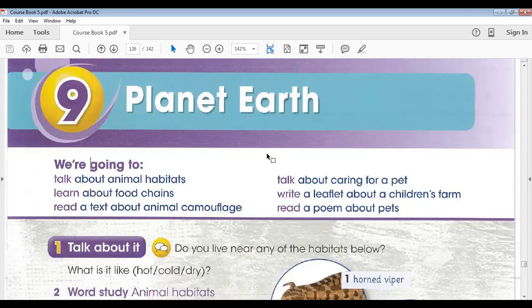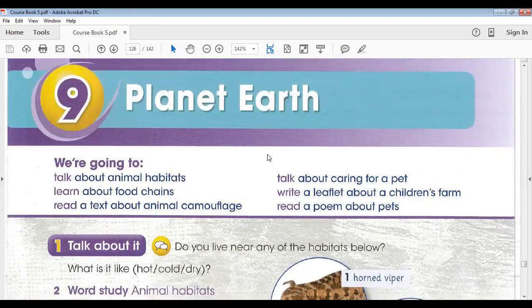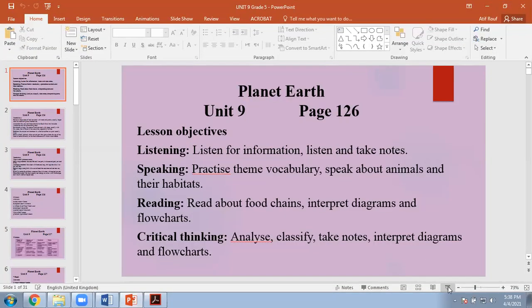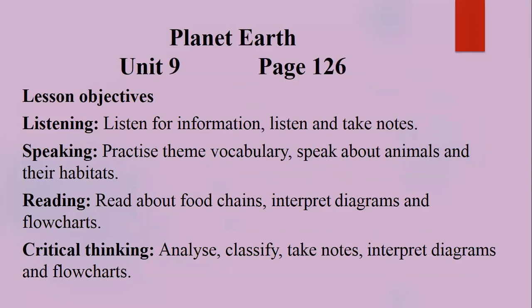Today we have started lesson 1, unit 9, English student book, page number 126 and 127. Today's lesson is about the planet Earth, animals, and habitats. Before we started the lesson, I discussed the lesson objectives and the vocabulary slide with the class. These are the lesson objectives on the screen right now.